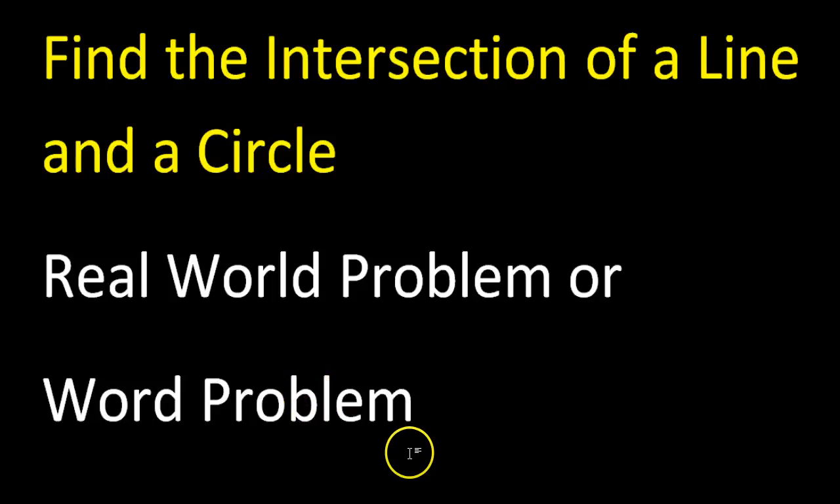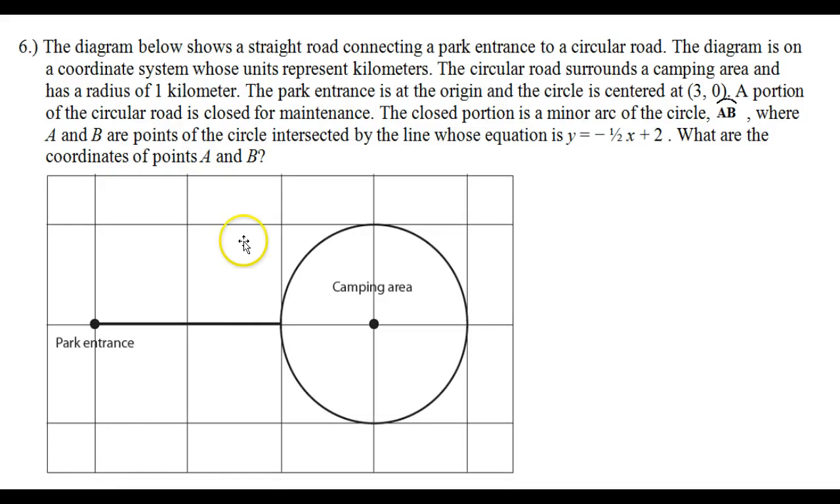In this video, we will find the intersection of a line and a circle. This will be a real-world problem, or word problem. The diagram below shows a straight road connecting a park entrance to a circular road. The diagram is on a coordinate system whose units represent kilometers. The circular road surrounds a camping area and has a radius of 1 kilometer. The park entrance is at the origin.